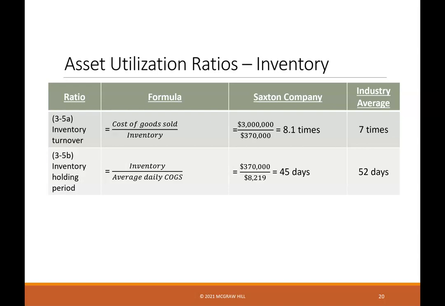Asset utilization ratios, inventory. The inventory turnover is cost of goods sold from the income statement divided by inventory. So that gives us 8.1 times for Saxton. The inventory holding period is inventory divided by average daily cost of goods sold. So that's the $370,000 from the balance sheet, and then you can get the average daily cost of goods sold by just taking that $3 million and dividing it by 365 days. And then that will give you 45 days.